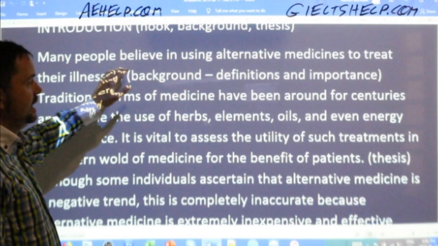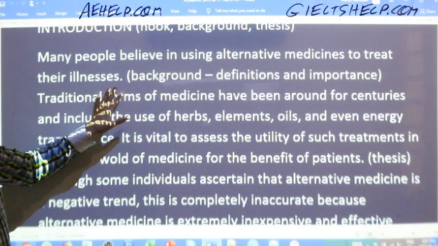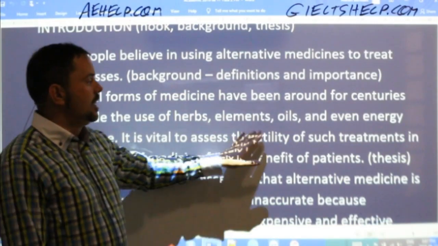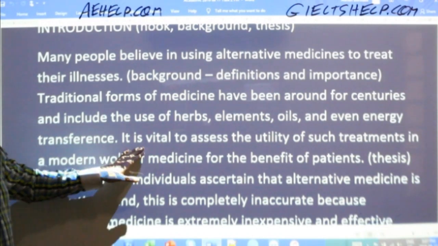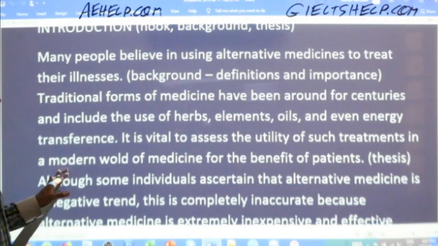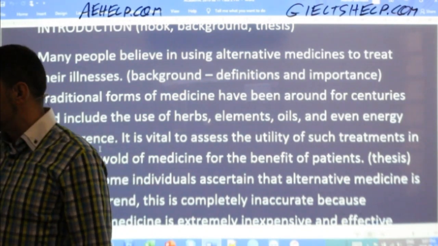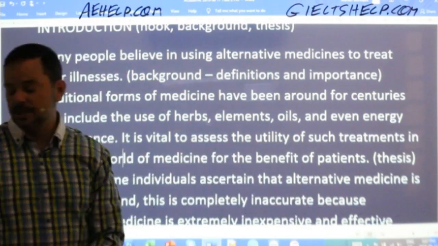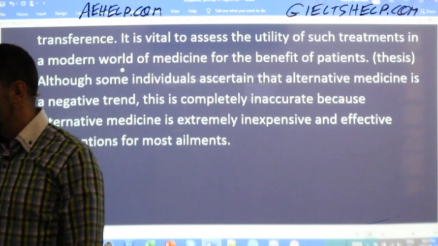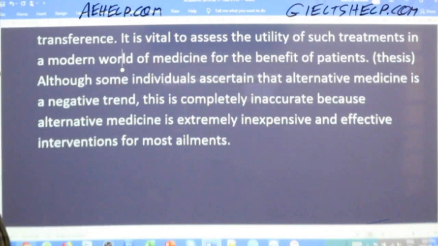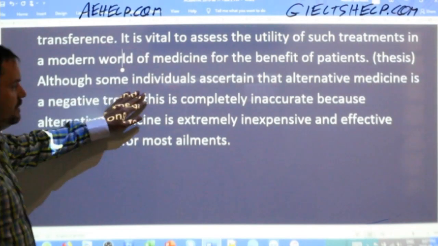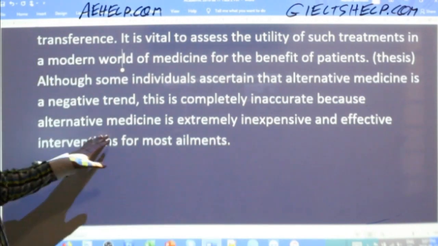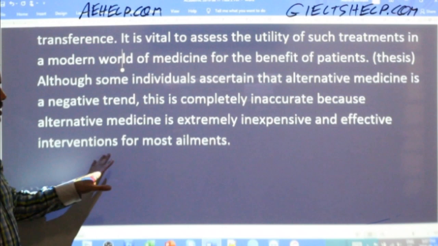So many people believe in using alternative medicines to treat their illnesses. Traditional forms of medicine have been around for centuries and include the use of herbs, elements, oils, and even energy transference. It is vital to assess the utility of such treatments in a modern world of medicine for the benefit of patients. And then here comes our thesis. So this is very important for us because it gives us the structure of the remaining essay. So although some individuals ascertain that alternative medicine is a negative trend, this is completely inaccurate because alternative medicine is extremely inexpensive and effective intervention for most ailments.